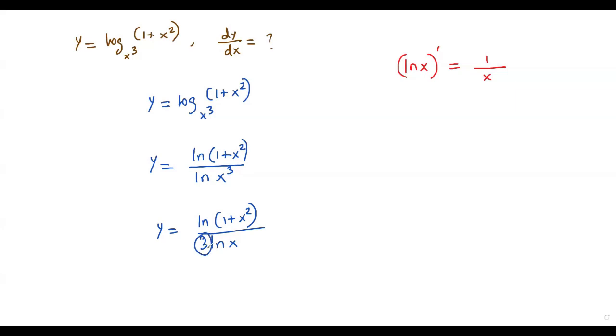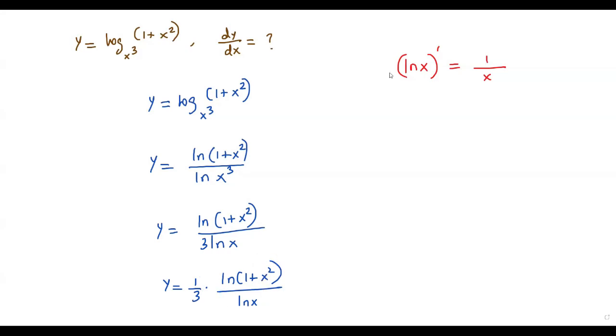Since 3 is a constant multiplied by the complete denominator ln x, this constant can be written separately from the function. Then I get y equals 1/3 times ln of 1 plus x squared over ln x. Now there is a constant and a variable part, because this part contains the variable x. Whenever a constant is multiplied by a variable and I find the derivative of such a function, I have to keep the constant as it is and find the derivative of the variable part alone.